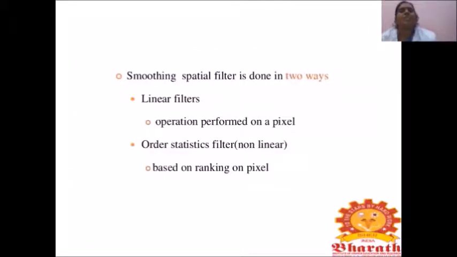Smoothing spatial filtering is done in two ways. One is linear filters, the other is order statistic filters. A linear filter is performed on a pixel, so pixel by pixel it is performed. An order statistic filter is based on ranking; based on the priority, the operation will be involved.